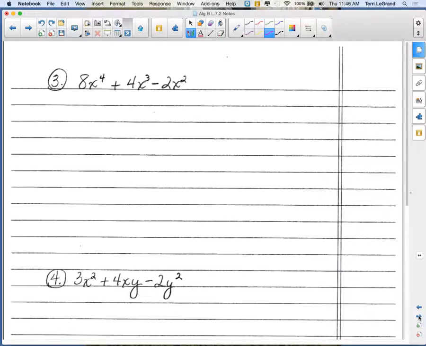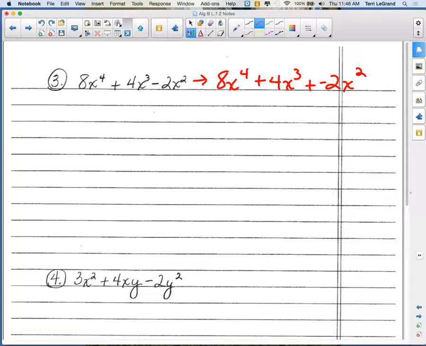Add the opposite. That's right. There is subtraction in this one. So we're going to rename it as 8x to the 4th plus 4x cubed plus negative 2x squared. Now, believe it or not, someday you're going to know how to solve an equation like that.